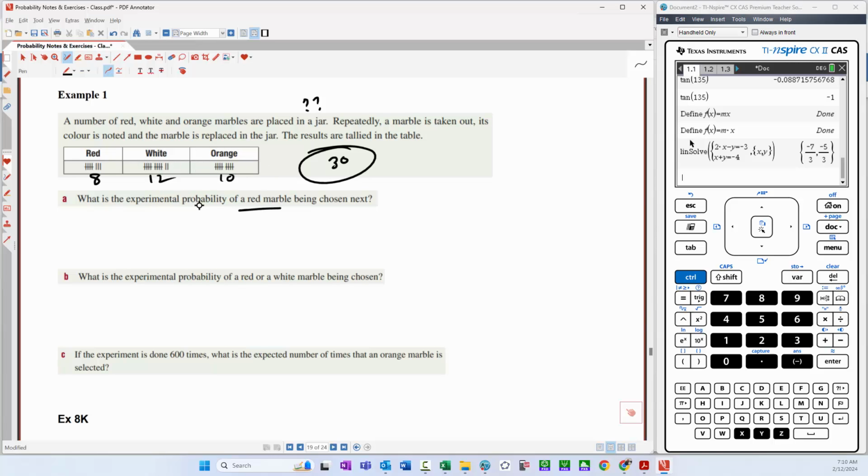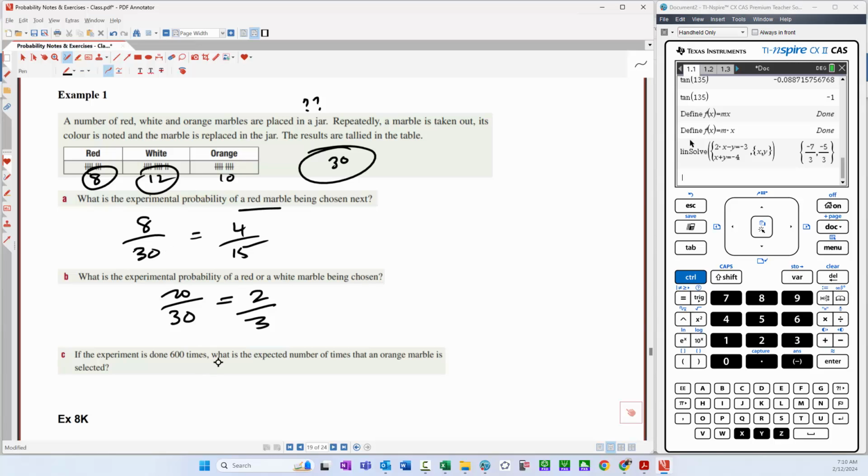All right, so what is the experimental probability of a red marble being chosen next? So it's going to be 8 out of 30, which is going to be 4 out of 15. What is the experimental probability of a red or a white marble being chosen? So all we do is we note that these are the red or white. So there's 20 red or whites out of the 30 marbles. That's a 2 in 3 chance.